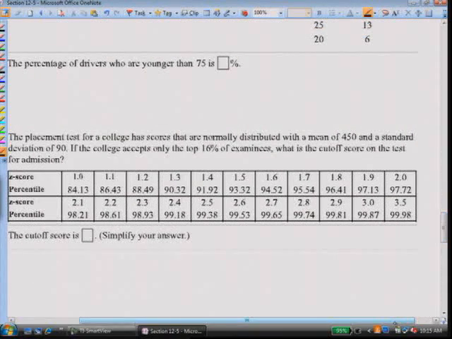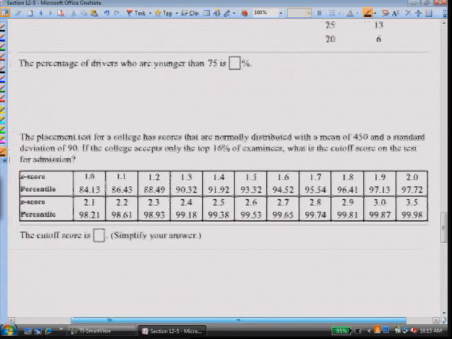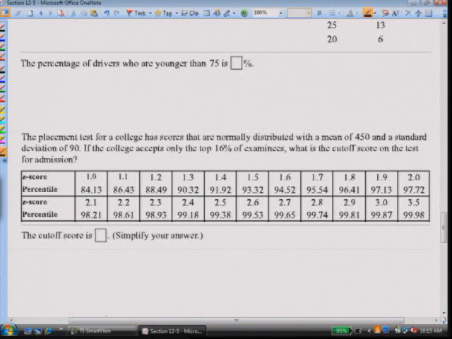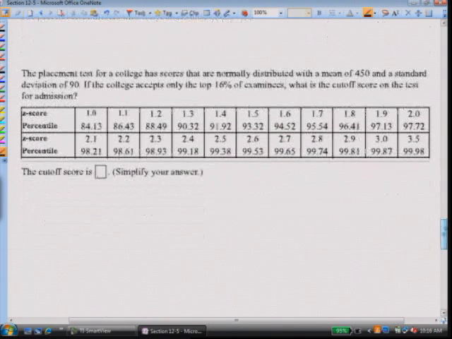The placement test for a college has scores that are normally distributed with a mean of 450 and a standard deviation of 90. If the college accepts only the top 16% of examinees, what is the cutoff score on the test for admissions? Okay, so now we've switched our thinking, and we have to go completely in reverse. All right, we have to do like a teeny weeny bit of algebra. All right, so let's think about what we have. I always like to start with a picture.